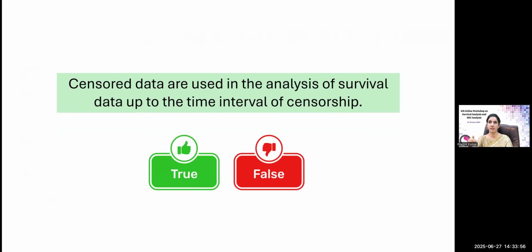Again, this is one question. Censored data are used in the analysis of survival data up to the time of interval of censorship. True or false?